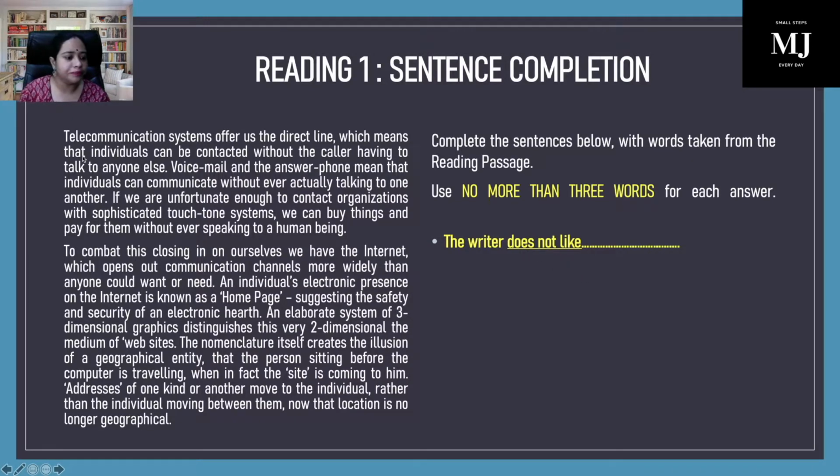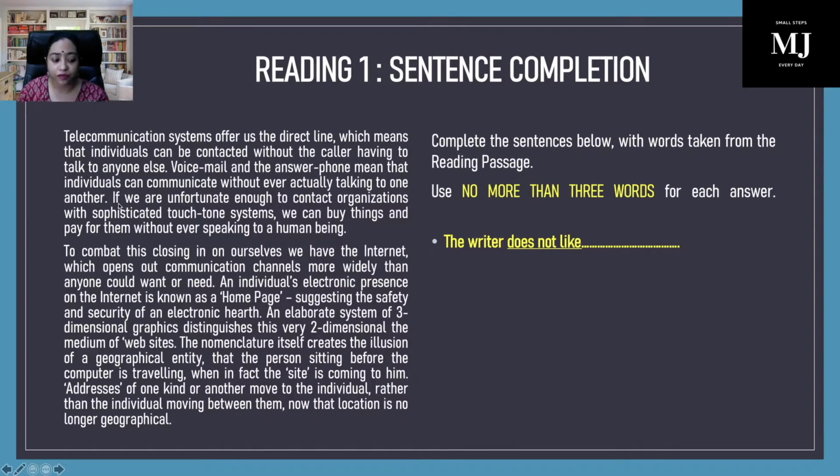So, mark your keyword. Now, the writer does not like. So, yes, we have to understand that in the passage, we have to locate something which the writer is not in favor of. Okay, let's begin. Telecommunication systems offer us the direct line, which means that individuals can be contacted without the caller having to talk to anyone else. This is fairly factual in nature. Voicemail and the answer phone mean that individuals can communicate without ever actually talking to one another. It's all about telecommunication systems and, as I said, factual. So definitely not opinionated. Nothing is telling us what the writer is in favor of.